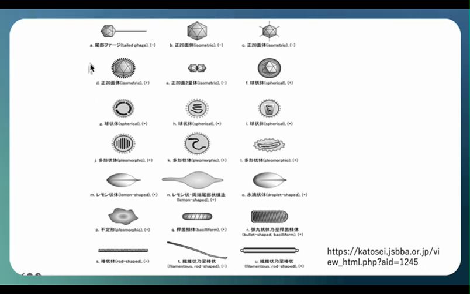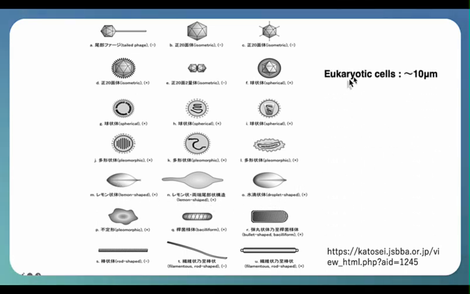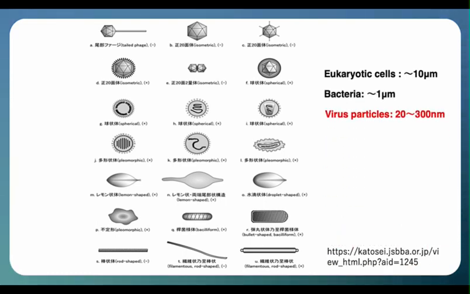Here, I am showing the appearances of various viruses. As you can see, the appearances of viruses are quite diverse. First, regarding their size, eukaryotic cells are about 10 micrometers, bacteria are around 1 micrometer, while viruses range from 20 to 300 nanometers. 300 nanometers is equivalent to 0.3 micrometers. The limit of visibility for optical microscopes is 200 nanometers, so most viruses cannot be observed with optical microscopes. An electron microscope is necessary.